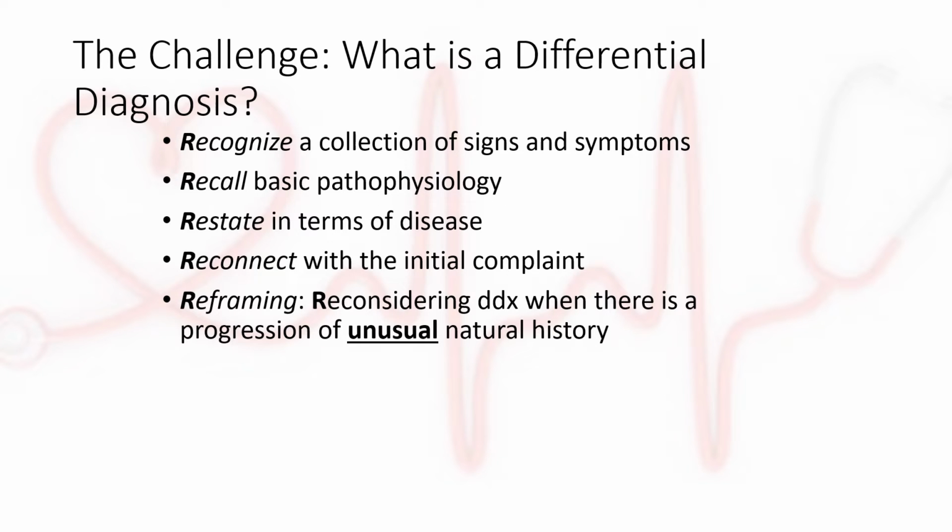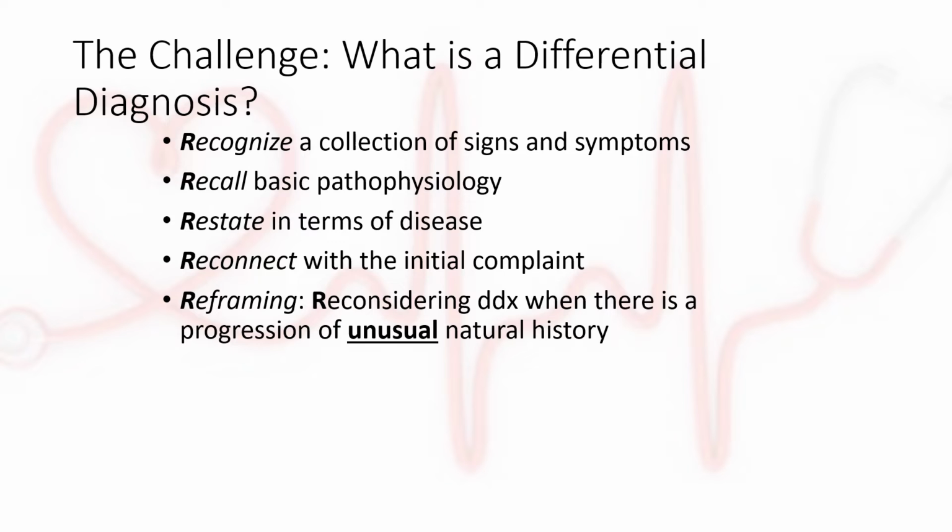And as we are defining what our differential is, there are some aspects we need to identify. We have to be able to recognize that there is a collection of signs and symptoms. We need to have a basic understanding of the pathophysiology that goes along with that disease process, restate in terms of a disease, reconnect with the initial complaint, and then reframe, considering diagnosis when there is a progression of unusual natural history.